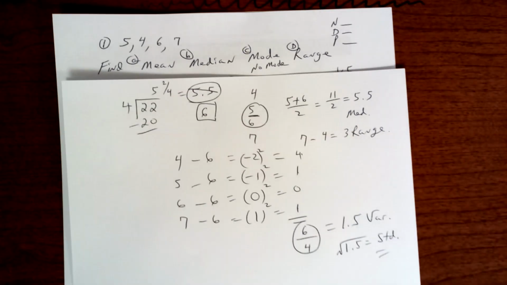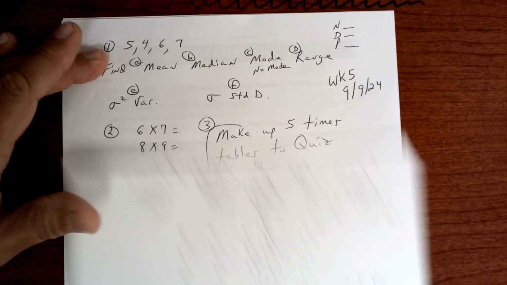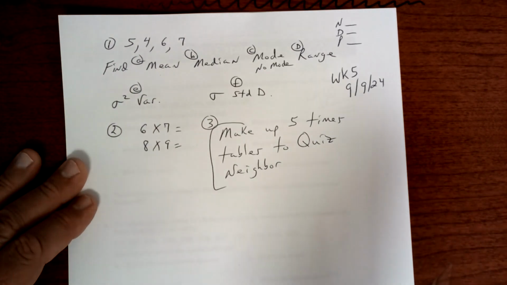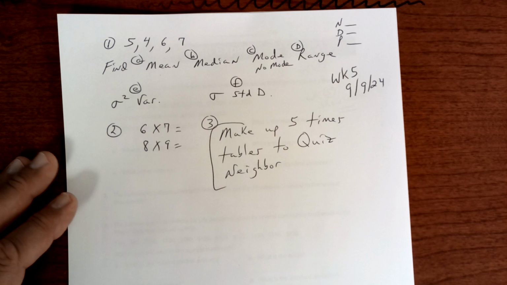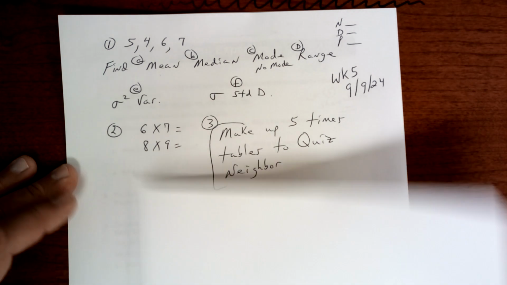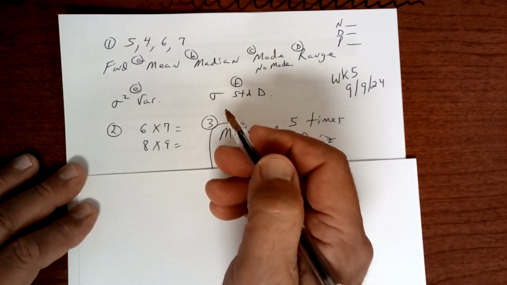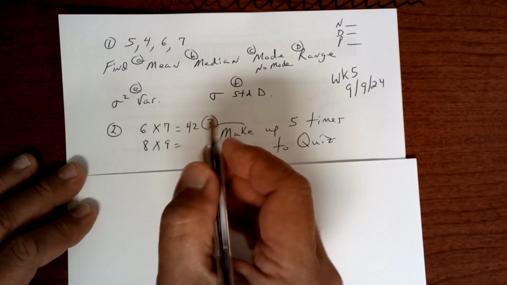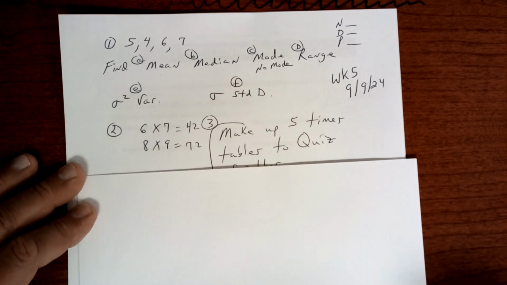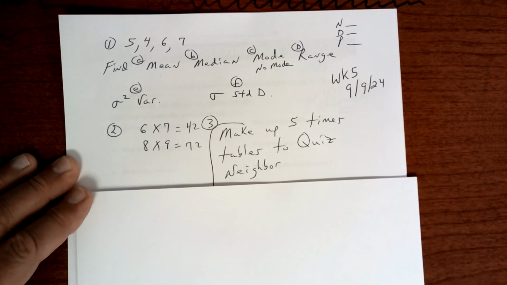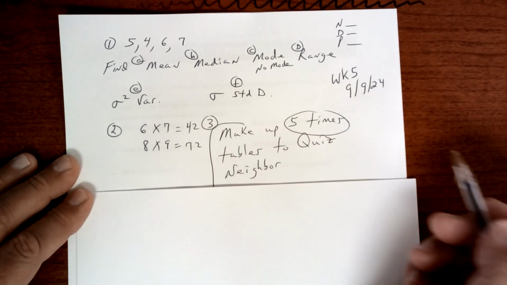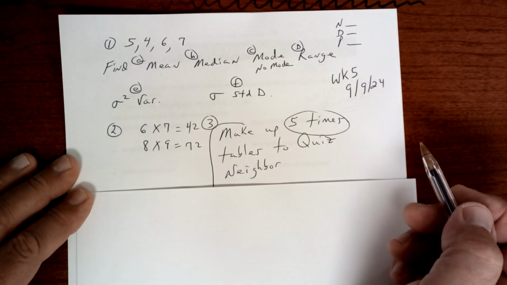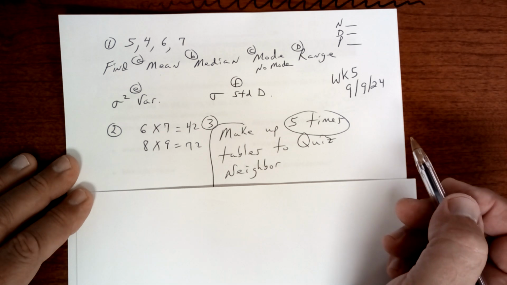Today you have a worksheet which looks like this. Okay? And we actually are not done yet. So we got all of that done. 6 times 7, 42. 8 times 9, 72. Okay? Now make up 5 of them on your own, and you're going to quiz your neighbor for 2 minutes. So do that right now if you haven't done it.